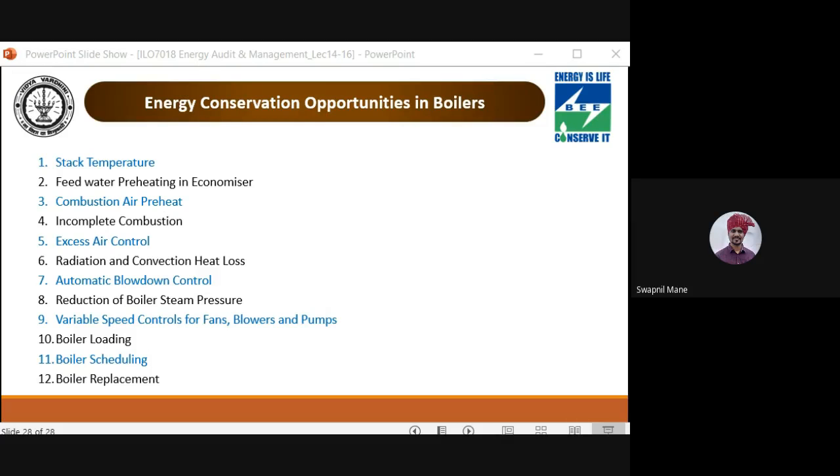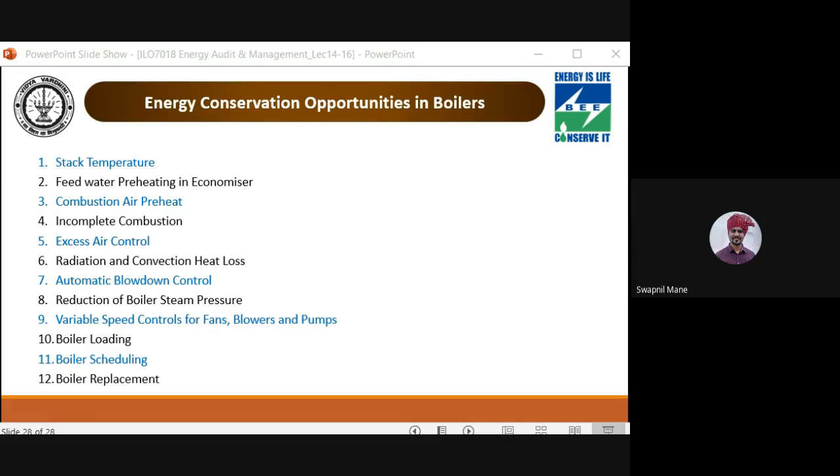Then the sixth point is to reduce the radiation and convection heat loss by putting some insulation over the boiler, or with modern boiler designs, right? The next one is automatic blowdown control.